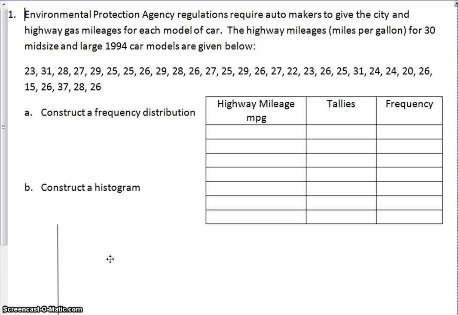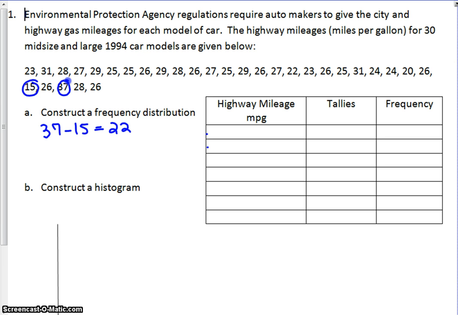And so what I did to start that is I looked through here and asked, what is my highest value of this list of information? So we're looking at the automakers, and we're required to give the gas mileages for the model of each car. And so these are the different mileages that we have. Our highest value here is 37. The lowest value I had was 15. So first I said to myself, what is 37 minus 15? And I've got 22.